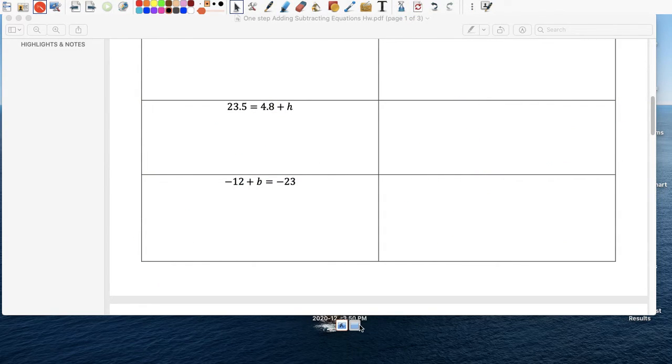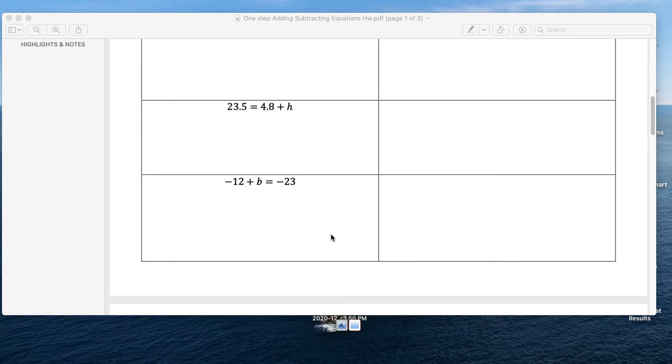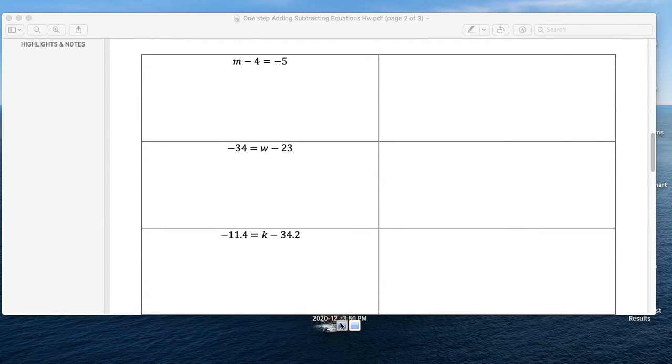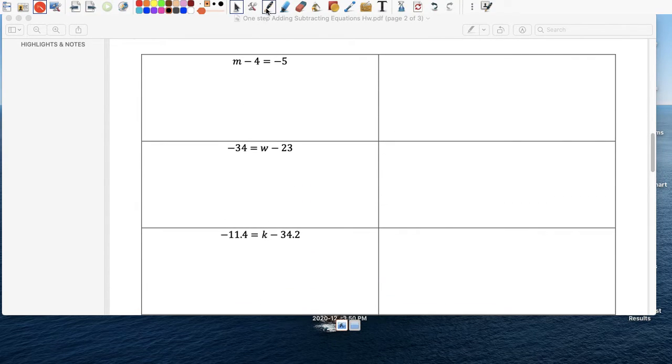Now we're going to do the subtraction ones. Again, I know you're getting tired, but bear with me because it's just a matter of you getting used to the process. And once you get used to the process, the more comfortable you are going to be.